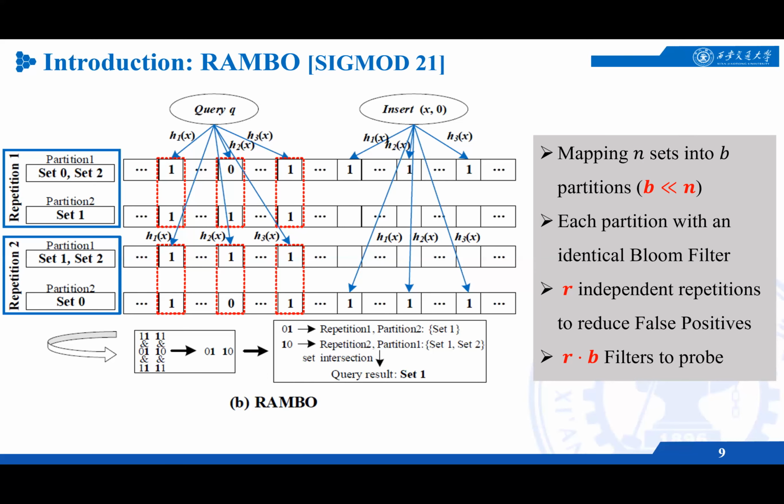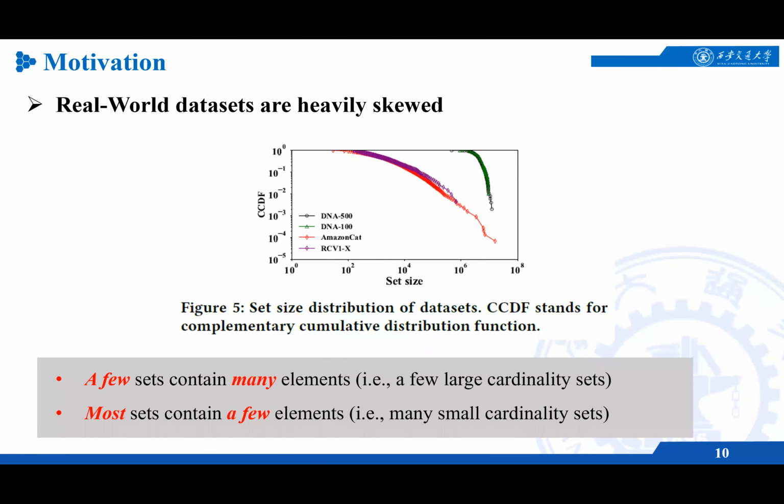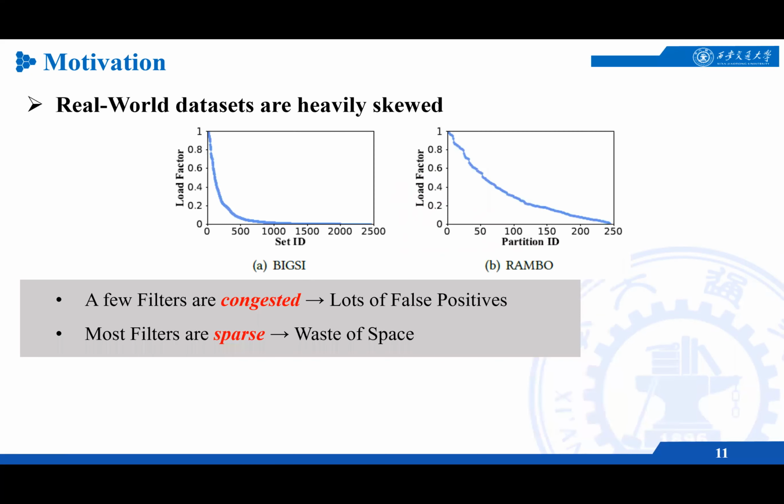However, we observe that most real-world data sets are heavily skewed. That is, a few sets contain many elements, and most sets contain relatively few elements. In this situation, the load factors of Bloom filters in BigSI and Rainbow are also heavily skewed. Bloom filters for large cardinality sets are congested, which leads to a large false positive rate. Meanwhile, Bloom filters for small cardinality sets are sparse, which leads to a serious waste of space.